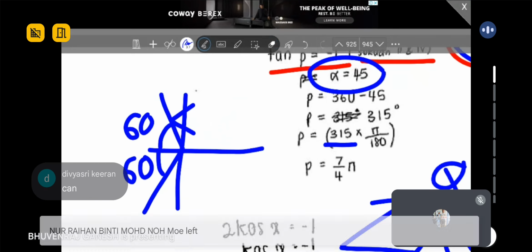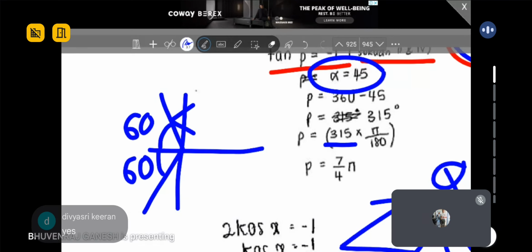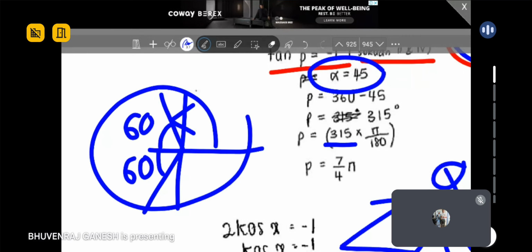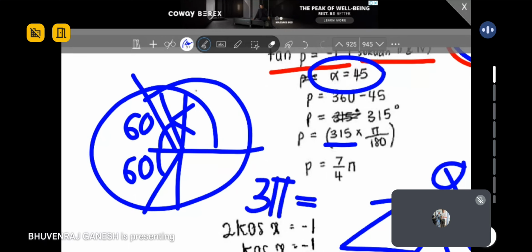Are there more answers possible? Yes or no? Adakah ada lagi jawapan? Yes. You must do a second cycle. So this is one cycle, then you come back here. So 360 plus 180 minus 60, you get 480. Am I right? Is 480 still within the range, guys? Adakah 480 dalam julat? Yes, because 3 pi is equal to 540.